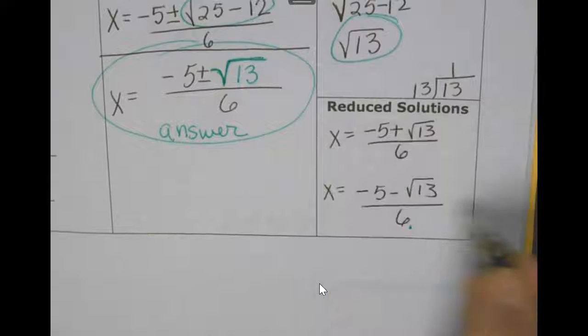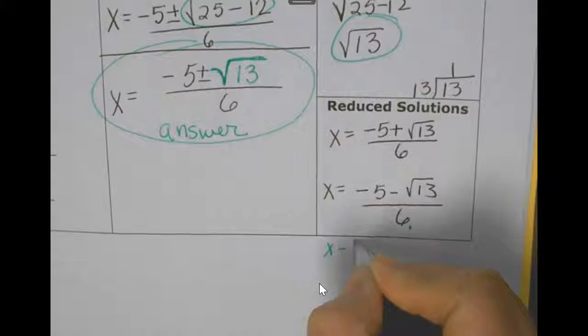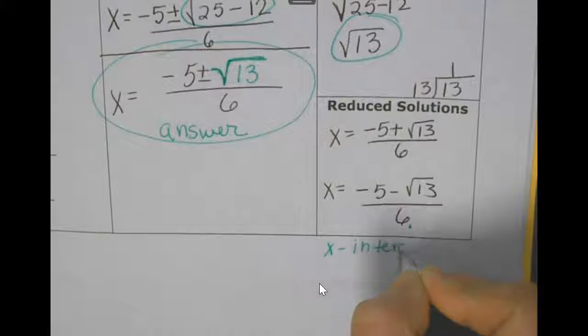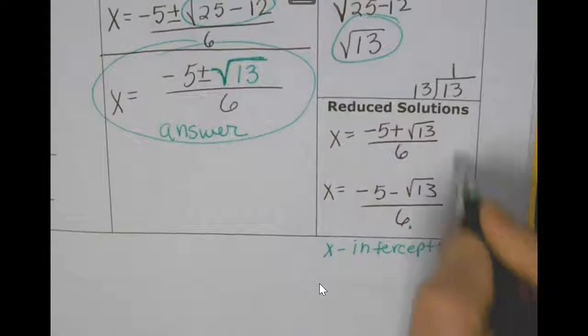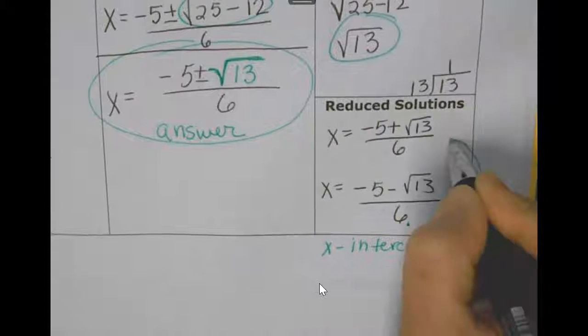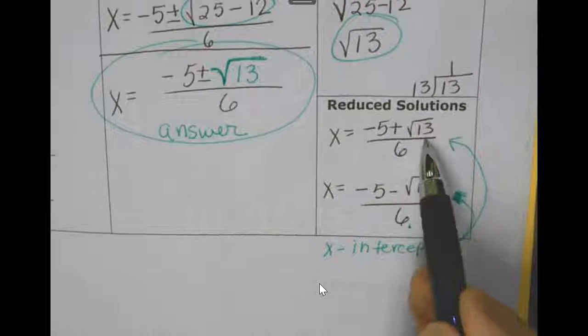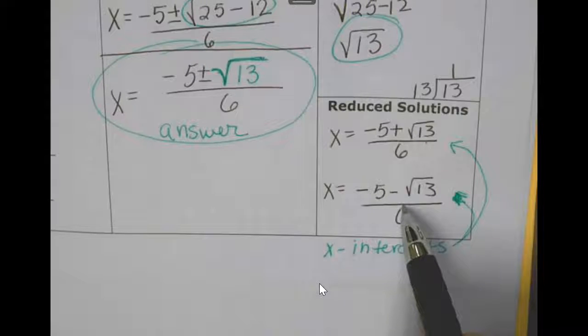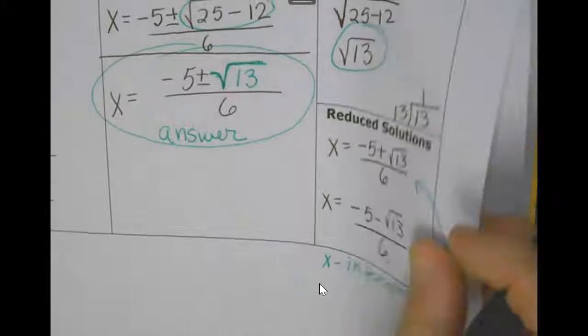Now, what we're going to find out next week when we start graphing these are the x-intercepts. When you find the solutions, these solutions are the x-intercepts. Would these numbers be very easy to put on a graph? So when we get to the graphing part, we will decimalize these answers in order to put them on the graph. But for right now, we're just going to leave them in this form.